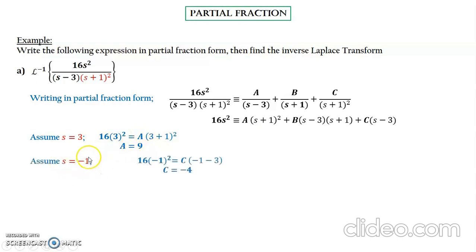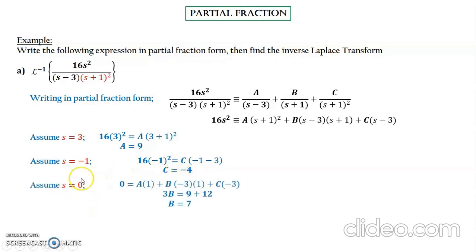Untuk case yang kedua, s sama juga dengan negatif 1. So you masuk kat sini 16 multiply with negatif 1 kuasa 2. So dekat sini bila s sama juga dengan negatif 1, this thing boleh cancel. And then this thing juga boleh cancel. So dekat sini negatif 1 tolak 3 you dapat negatif 4. Multiply with c. So you further simplify, you akan dapat c sama juga dengan negatif 4.